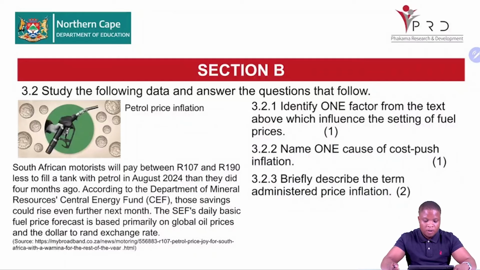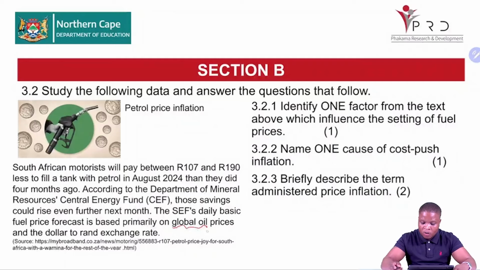Right, grade 12. We are done reading and writing. You read the data there and then you wrote answers for 3.2.1 to 3.2.3. Identify one factor from the text above which influences the setting of prices. So when you read here, you'll get what influenced the setting of prices. I'm just reading quickly there. I see your global oil price can be the reason why the fuel price can increase.